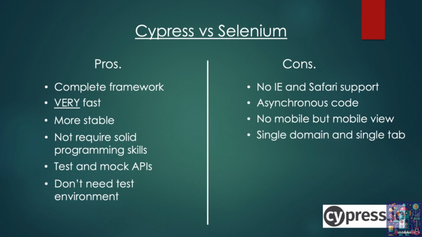Cypress is also limited to running tests only for a single domain or a single tab. For example, if you are testing Microsoft.com and you click on some link and navigate to Skype.com, Cypress will block this navigation across domains. It's not allowed to do that.